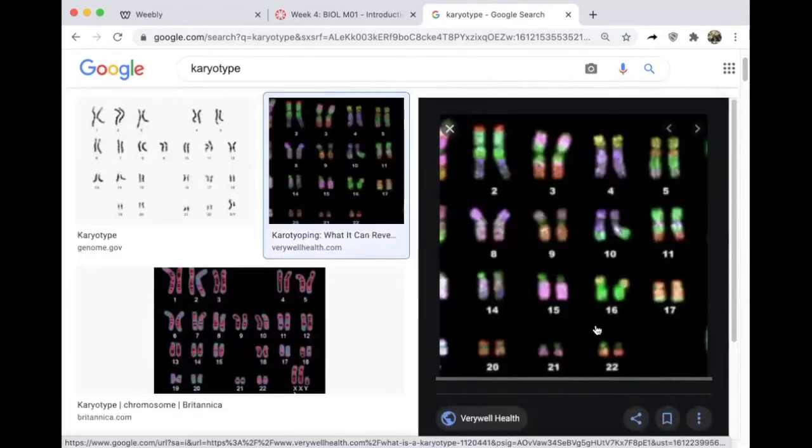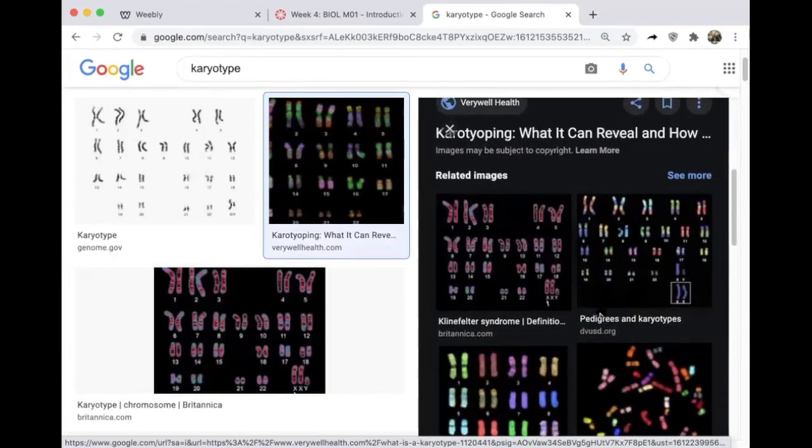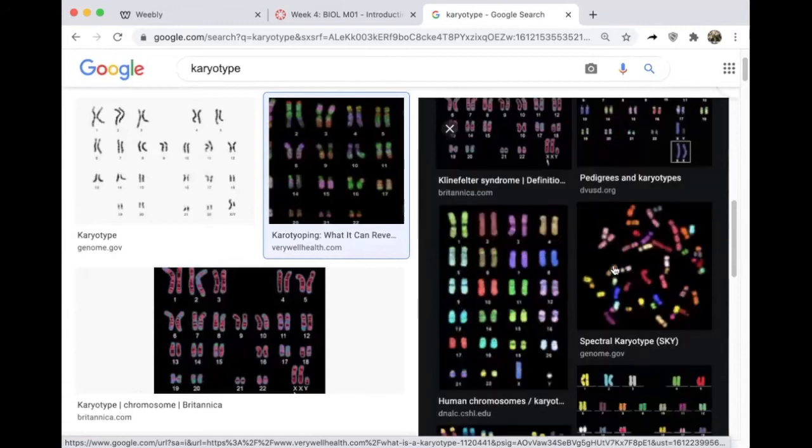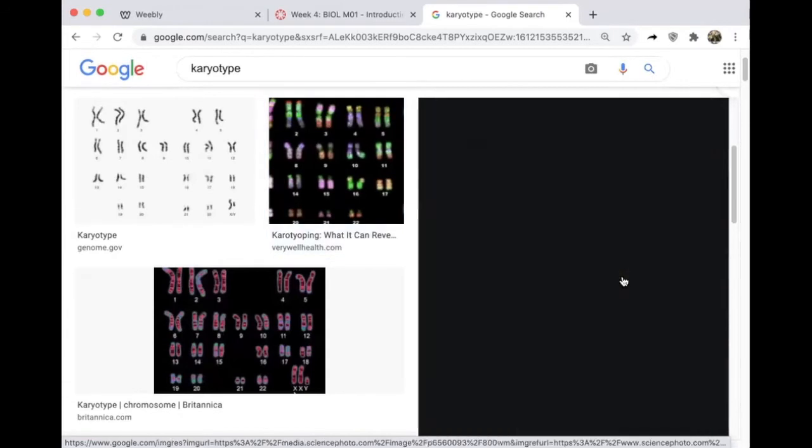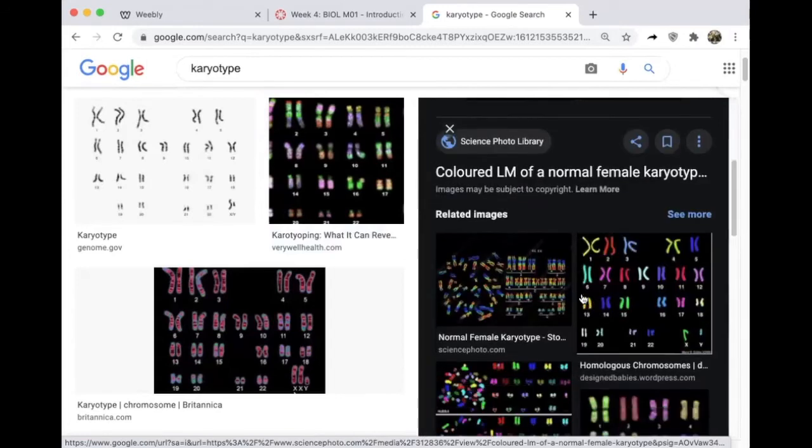And I like this picture, even though it's not... Oh gosh, I like the color coded pictures. Okay, well, this is decent, I guess. Yeah, no, that isn't good enough. I want it to be numbered.